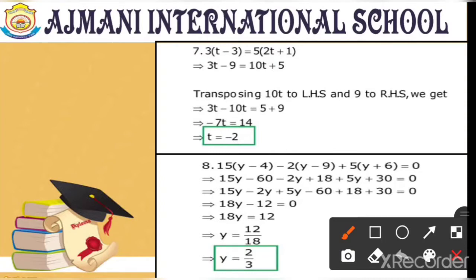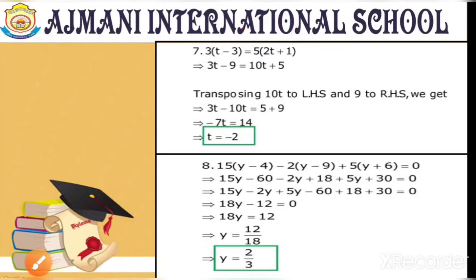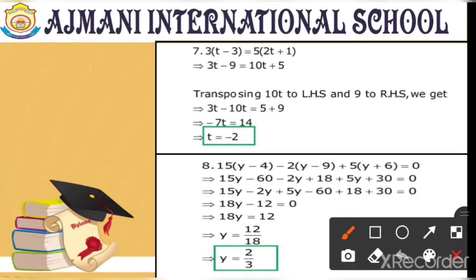So, after multiplying it, you would get 3t minus 9 is equal to 5 2s are 10t plus 5 1s are 5. And after transposing the variables and constant separately, you would get 3t minus 10t is equal to 5 plus 9, or minus 7t is equal to 14. And when you will solve it further, you would get t is equal to minus 2 as your answer. Now let's see the 8th part of it.